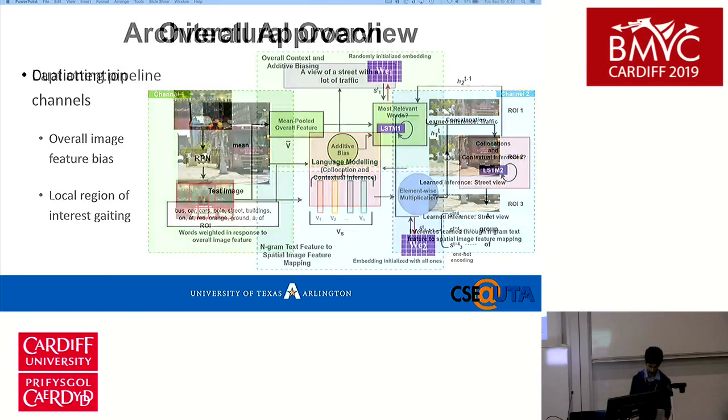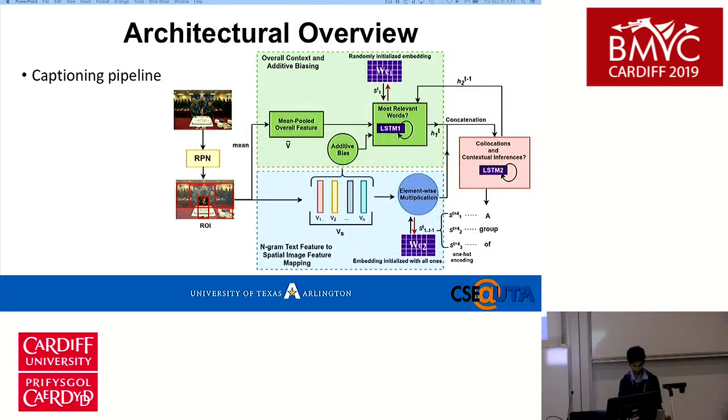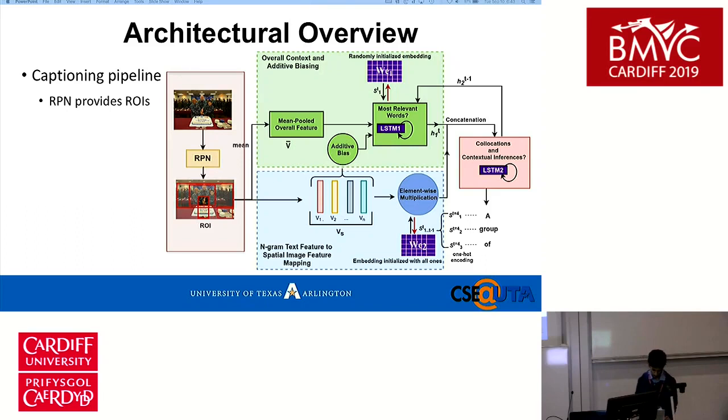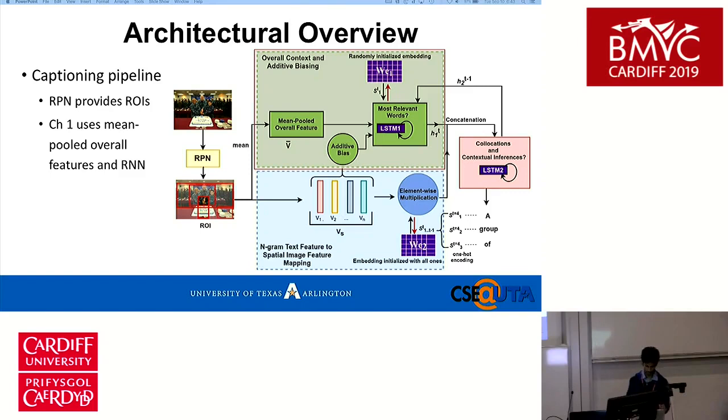Now let's dig a bit deeper into the architectural construct that our system follows. This is how the overall captioning pipeline looks. Here we have an RPN, a region proposal network, which is precisely a Faster RCNN. It gives a lot of region proposals that are grounded in objects, and we use the top 100 of them. For the first channel, channel one, we mean pool them, and just one single feature vector is fed to the RNN, which finally aligns all those relevant word vectors.